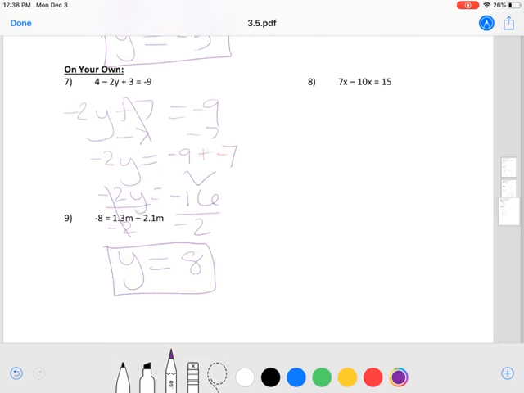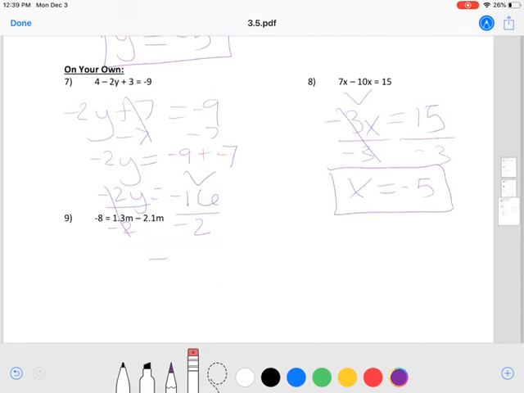All right, let's try 8. 7x minus 10x equals 15. So first, both of these terms have x's, so we can combine them. And 7x minus 10x, or just 7 minus 10, is negative 3x. So you have negative 3x equals positive 15. We know that negative 3x is multiplication, so we need to divide both sides by negative 3. These 3's are going to cancel out, and we're going to be left with x equals 15 divided by negative 3, which equals negative 5. So x equals negative 5.